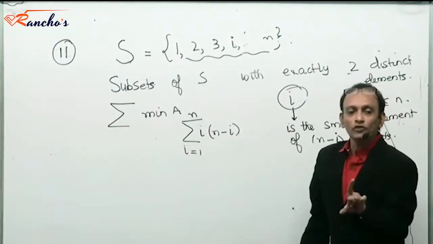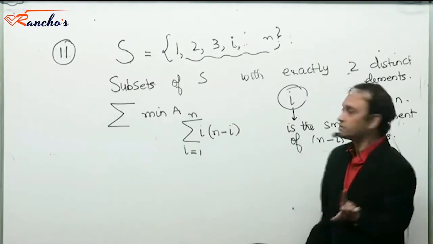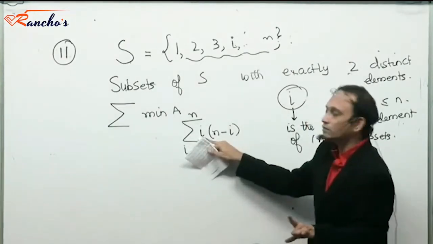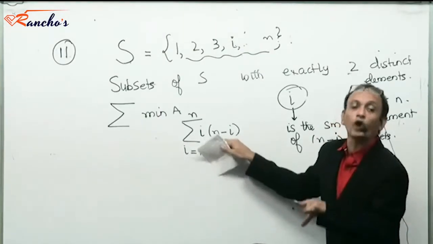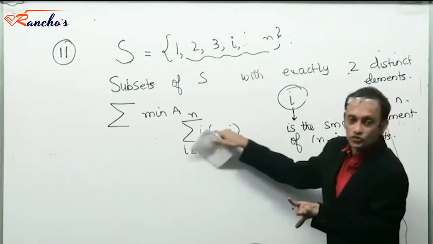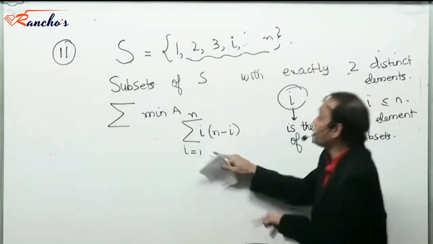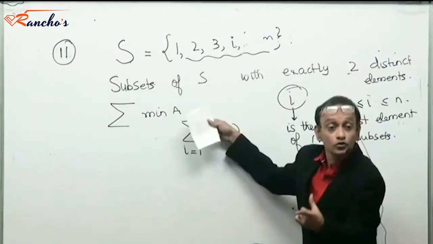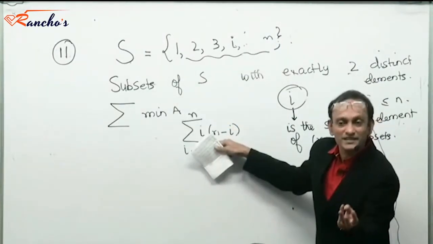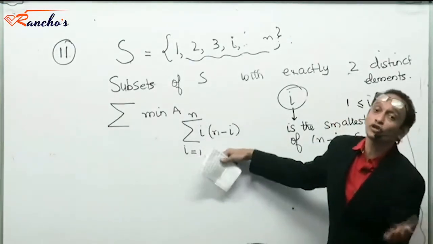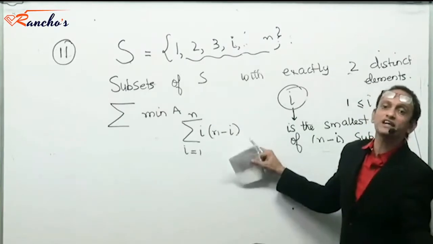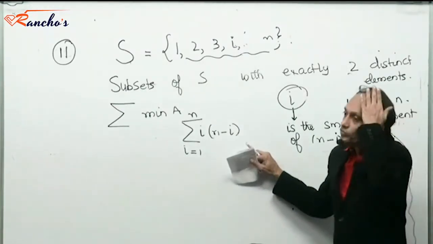So, if you add up all their minimum values, i plus i plus i plus i, how many times? n minus i times. So that is i into n minus i. But i could have been 1, i could have been 2. This will give me subsets with 1 as the smallest element, subsets with 2 as the smallest element, and so on and so forth. I need to add all of them. This is what I'm seeking to do. Yes or no?